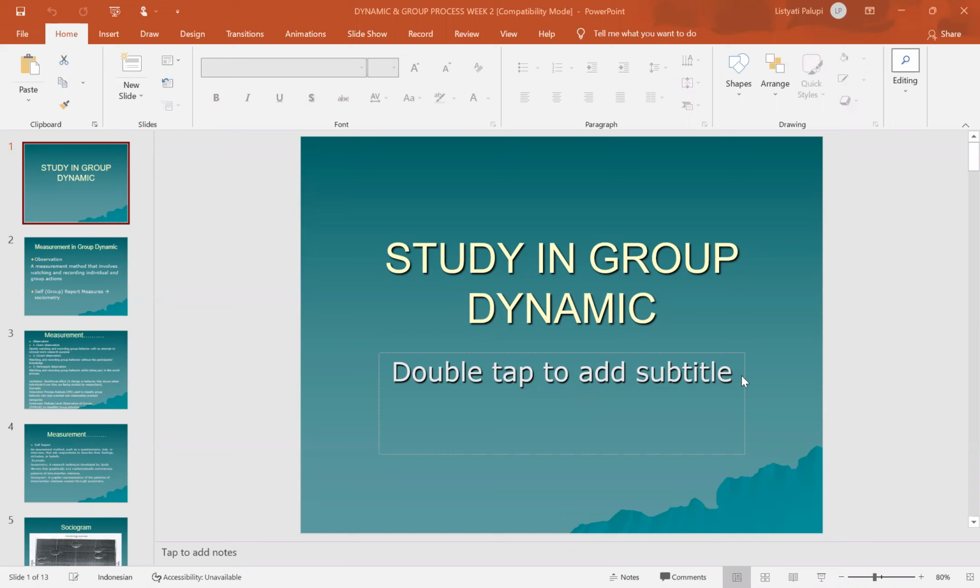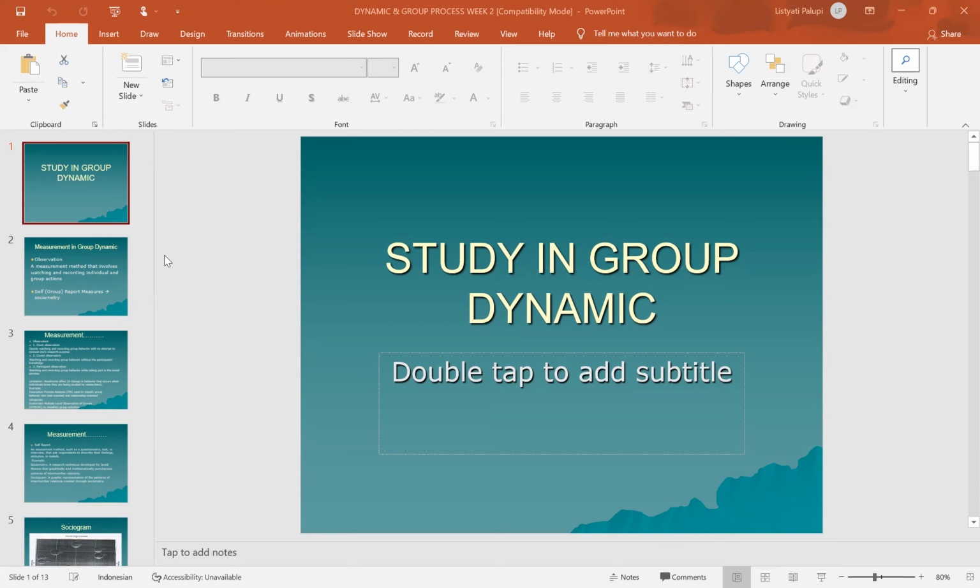Today is our second week in the Group Dynamics and Group Process course. As we discussed last week, what is group dynamics and what are the main focuses of the study. Today we are going to learn about how scholars in group dynamics investigate the processes that exist in groups.